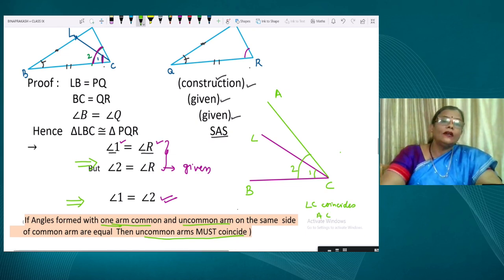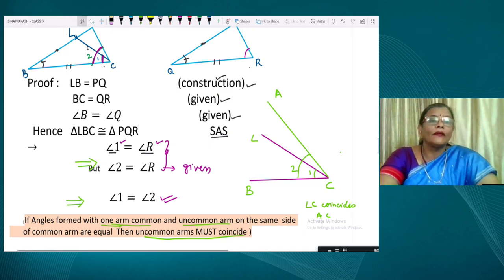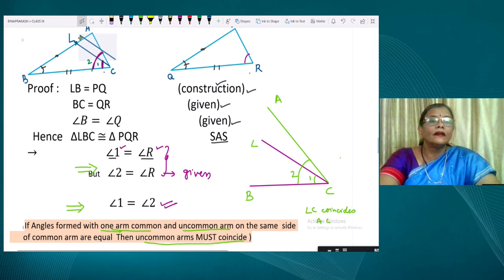So what should coincide? That is, LC coincides with AC. If LC coincides with AC, where will the position of this LC be? What do you think the position of LC will be? If LC coincides with AC, don't you find that LC is nothing but AC? Have you understood this part? I have rotated, I have shifted the position of LC to AC.